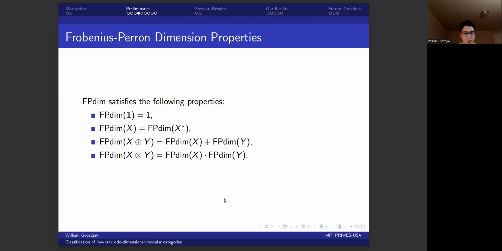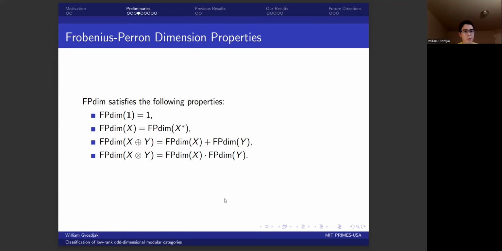A fusion category is also rigid, so we would want the FPDIM to work well with the rigidity and the duals, and it does, because the FPDIM of any object X is the FPDIM of its dual. Finally, the FPDIM works with the two main operations of our Grothendieck ring as well. So if we take the FPDIM of the direct sum of two objects X and Y, this is equal to the sum of the FPDIMs of X and Y individually. And also similarly, the FPDIM of the tensor product of X and Y is the product of the FPDIMs of X and Y.